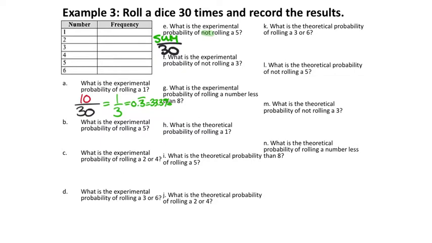Now, that's all the experimental probabilities. We can find the theoretical probability of rolling a 1. Since it's theoretical, we would not use 30 as our denominator because theoretically there's only 6 different outcomes, right? When you roll a dice, you can get 1, 2, 3, 4, 5, or 6.